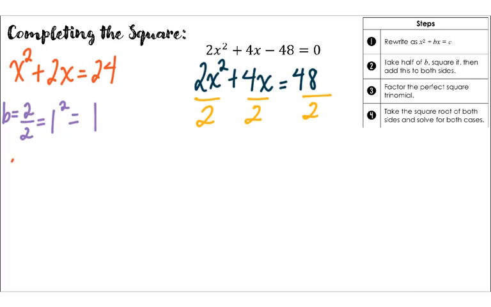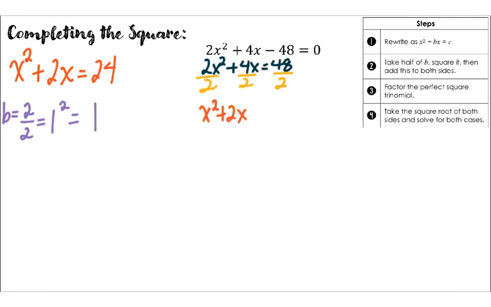We have our same x squared plus 2x, but now, according to completing the square, I need to add 1. So I added 1 on the left-hand side, and then I need to make sure that I do not forget to add 1 on the right-hand side. Okay, on the left-hand side, with completing the square, we have achieved our perfect square trinomial.